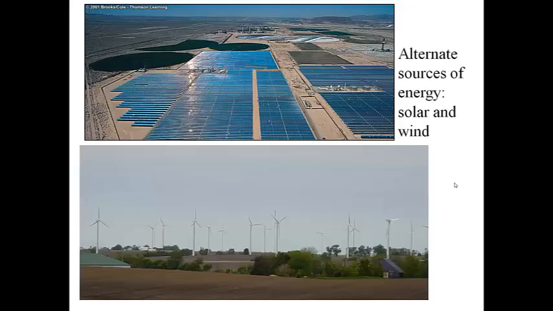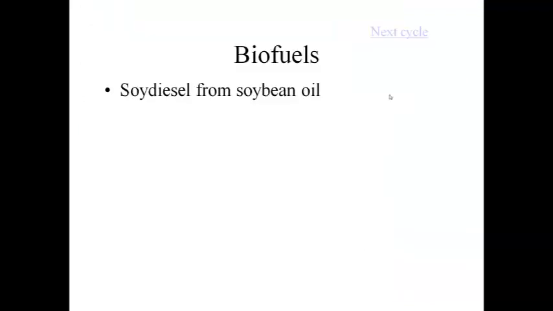One way to deal with that carbon dioxide problem is to look at alternate sources of energy. Here is a picture from the book of solar panels out west where it's very sunny, and the bottom picture is a picture that I took south of Rockford at a wind farm. So that's right here in Illinois. There's also interest in biofuels right now, such as soy diesel from soybean oil, ethanol.